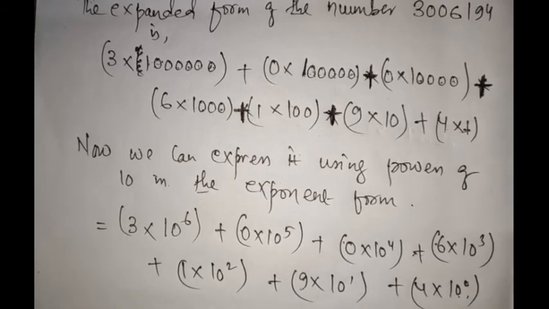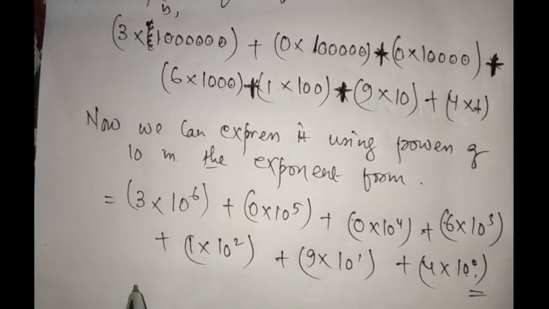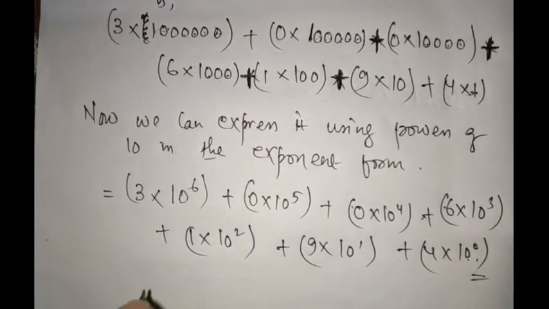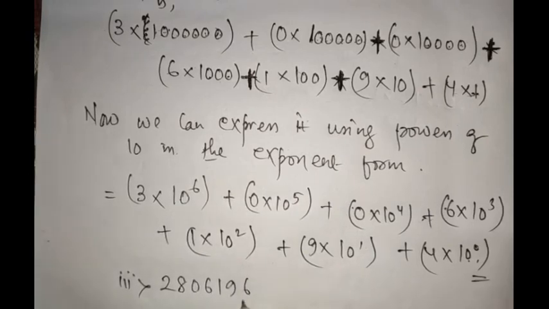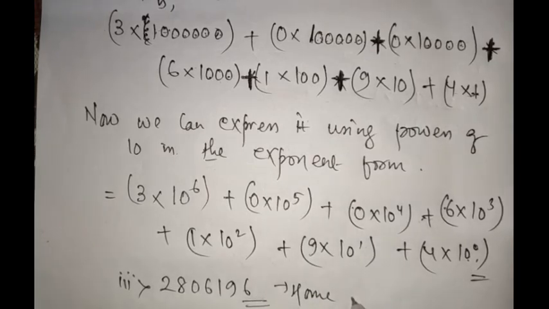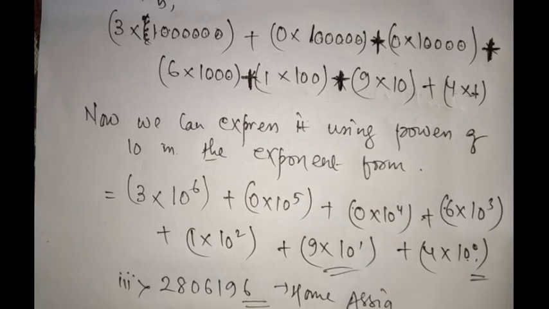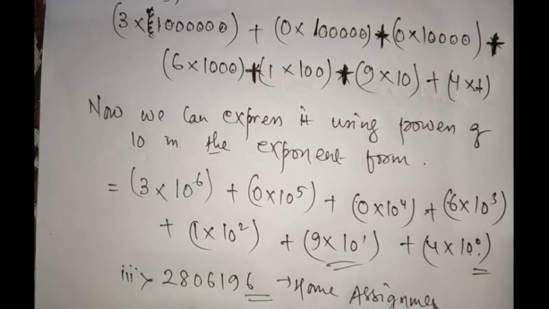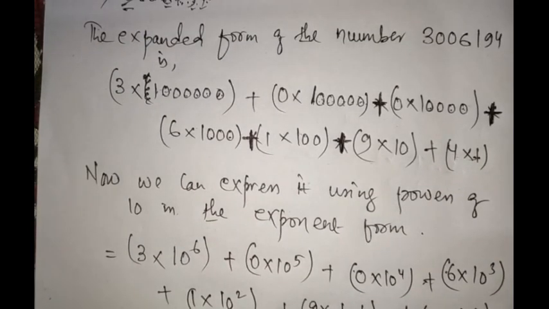So the next one, we have many questions left from there, but the part 3 question, that is point number 3, 2806196, will be a home assignment. So you will expand this number and try to write it in the exponential form. Alright, so this is your home assignment. I hope you have understood this. I request you all to follow the class regularly and try to do the home assignment.